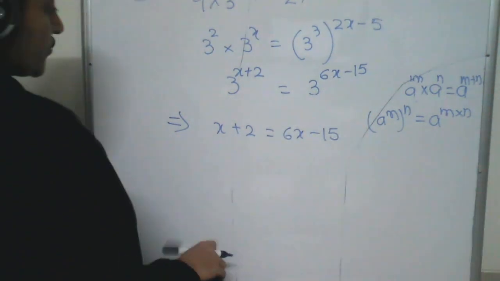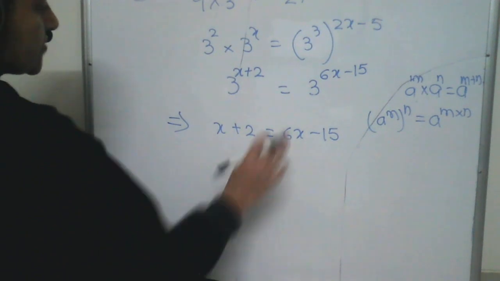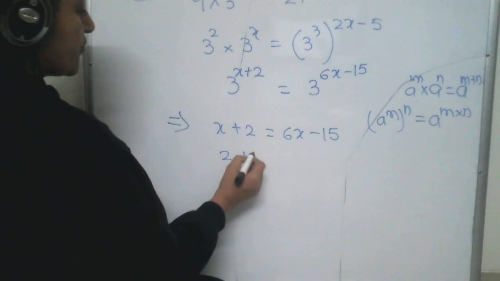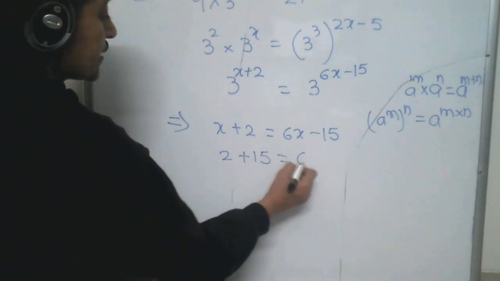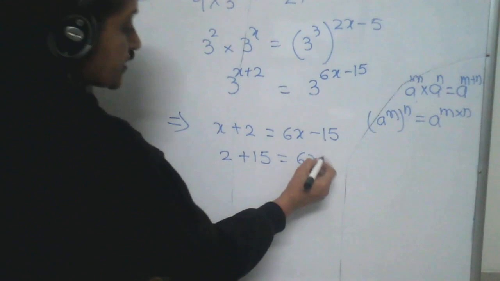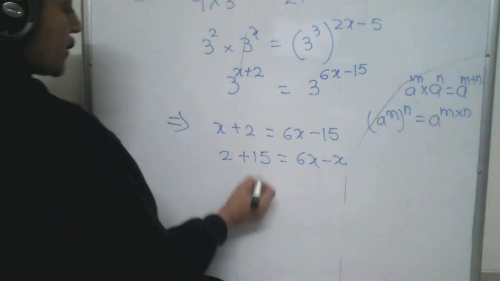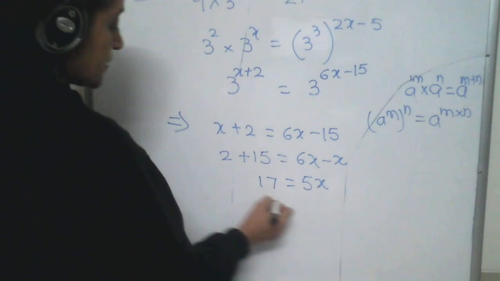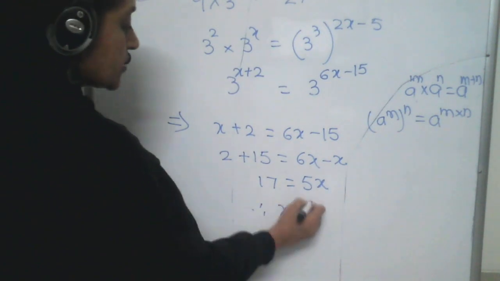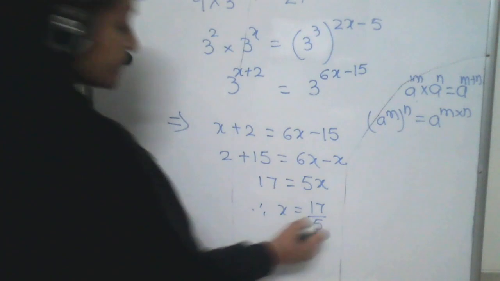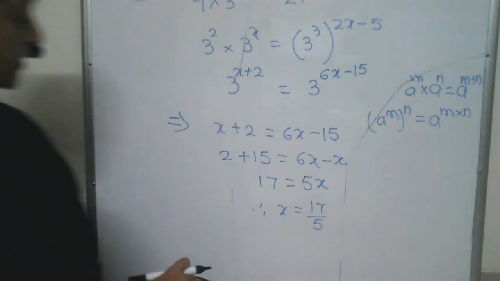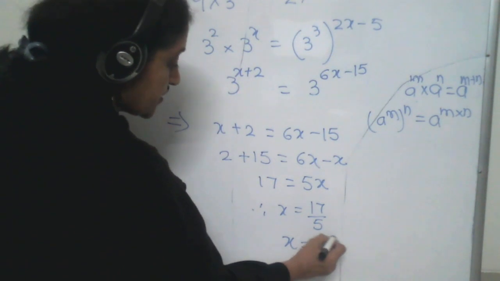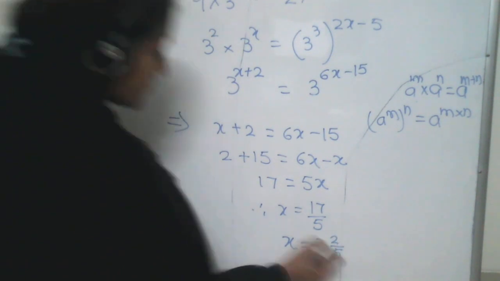Now what will happen for this? You have to get x on one side and numbers on the other side. 2 plus negative 15, if you get here it will be positive 15. 6x, here is positive x, if it comes here it becomes negative x. This is 17 is equal to 5x. Therefore x equal to 17 by 5, and this can be converted as 5 3s is 15, then 2 remains, it is 3 2 by 5.